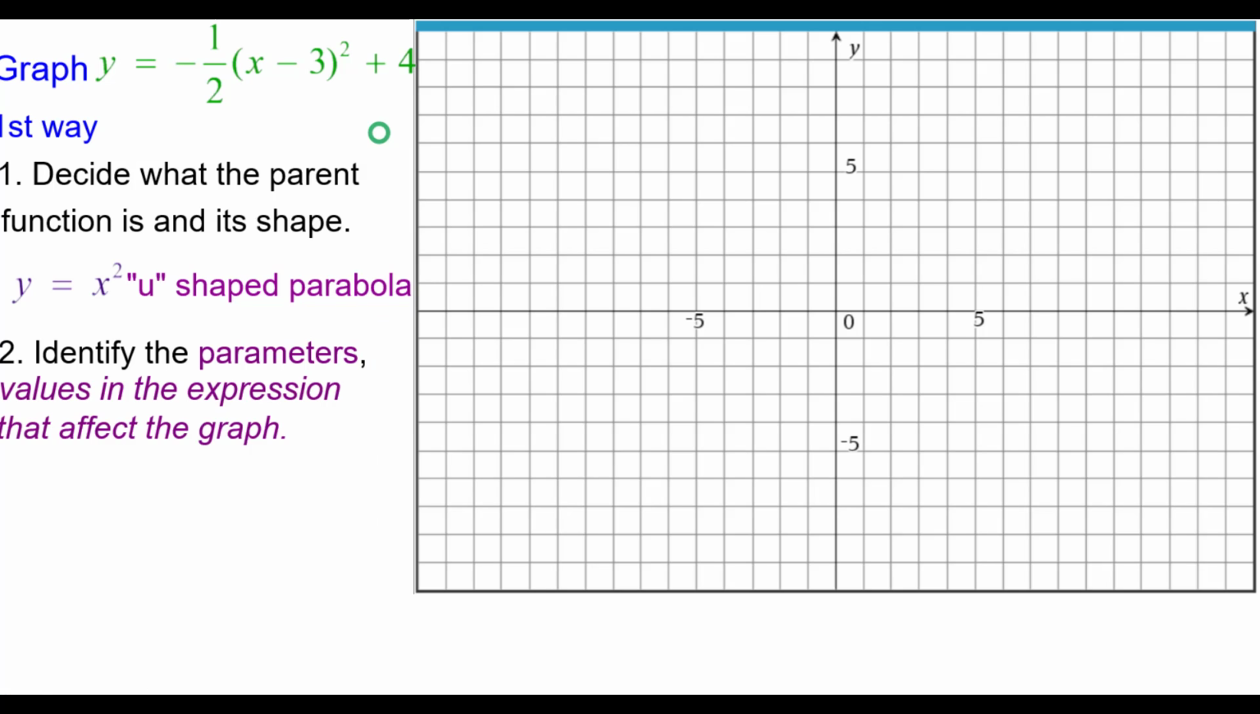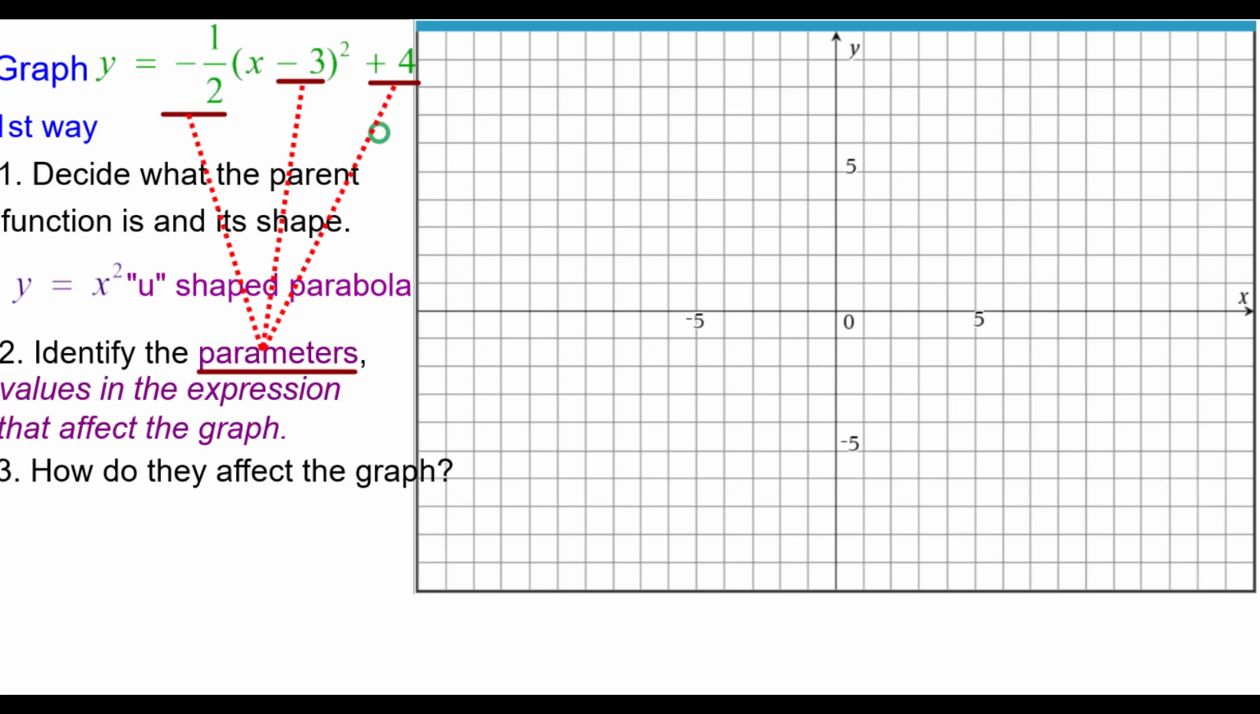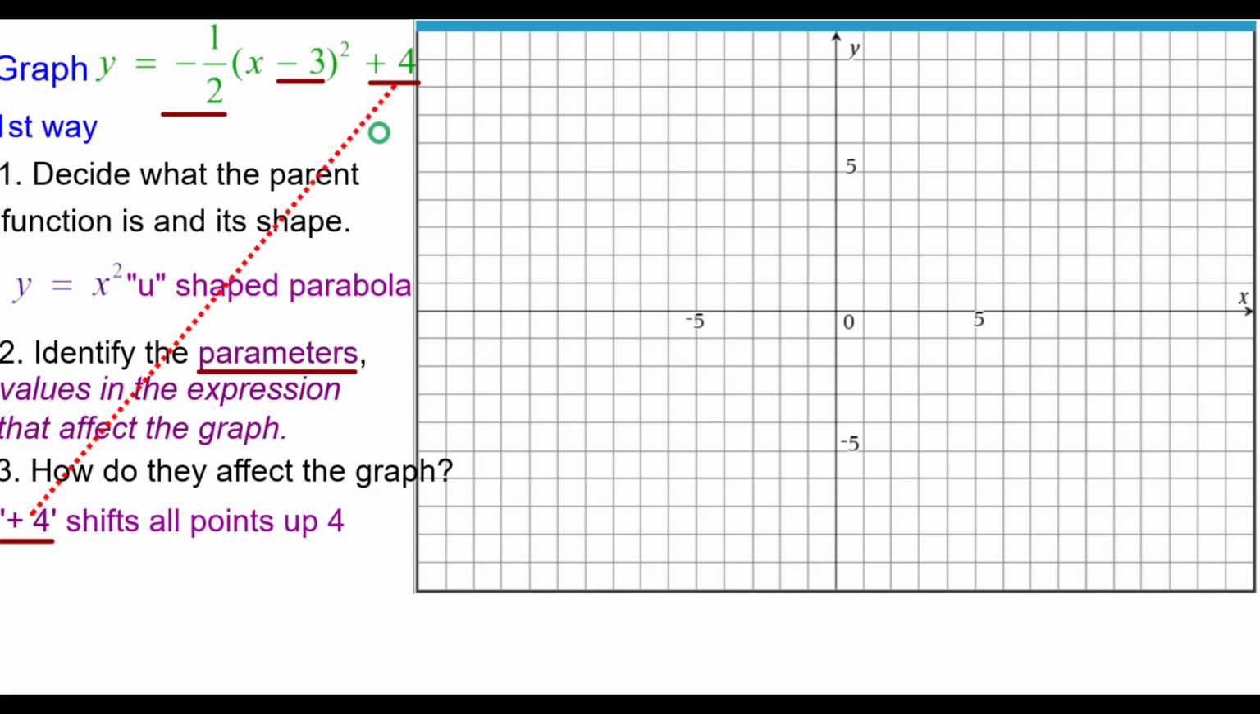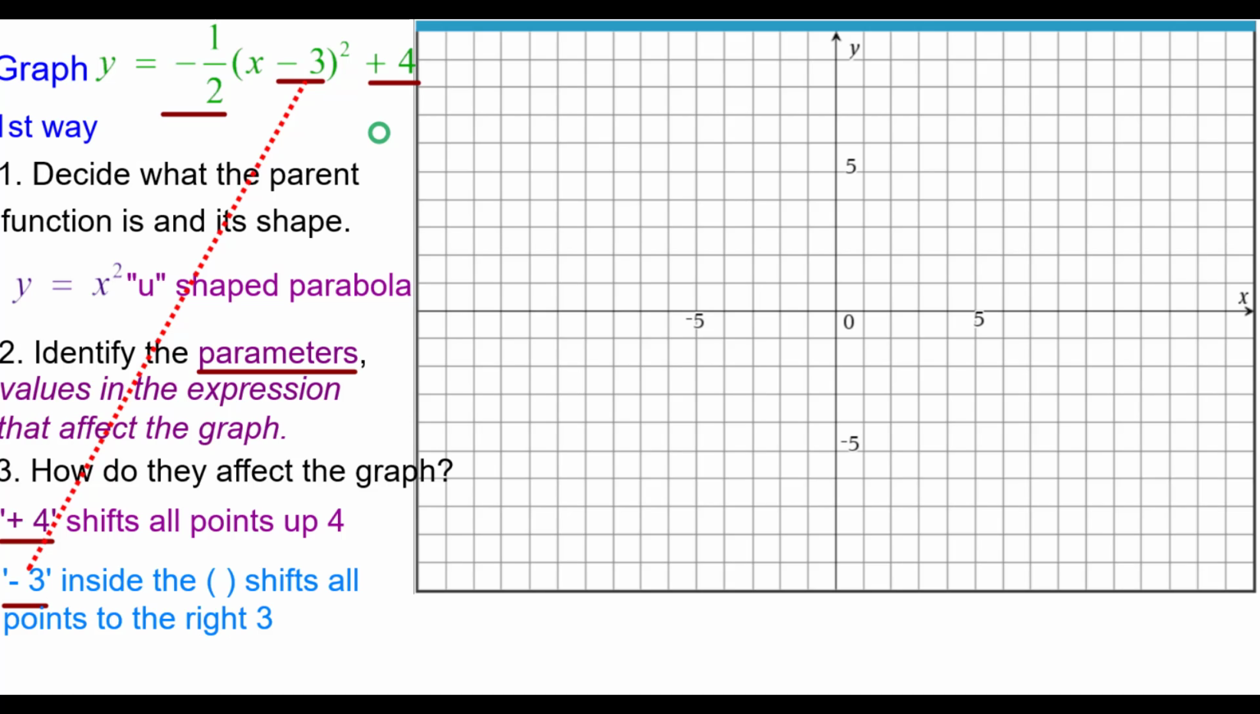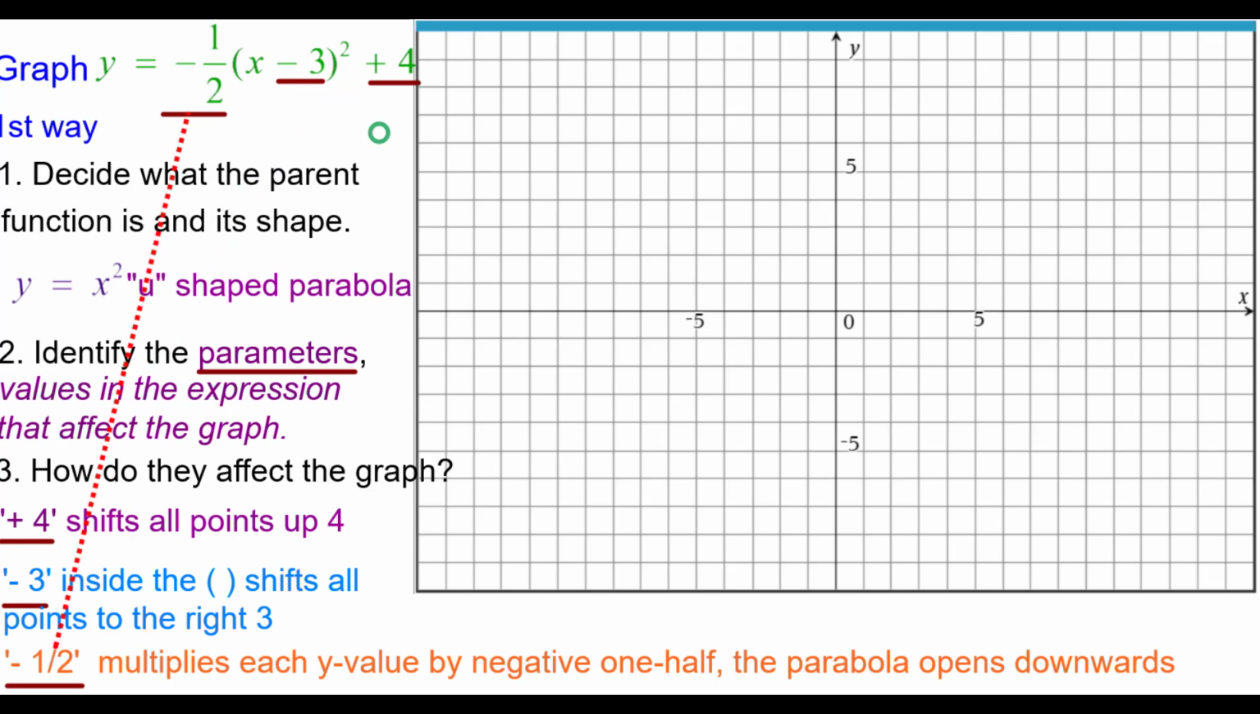Identify the parameters, and that means the values in the expression that affect the graph. There are three parameters here. And how do they affect the graph? Well, the +4 shifts all points up 4. The -3 inside the parentheses shifts all points to the right 3. And the -1/2 multiplies each y value by -1/2, and the parabola opens downwards.